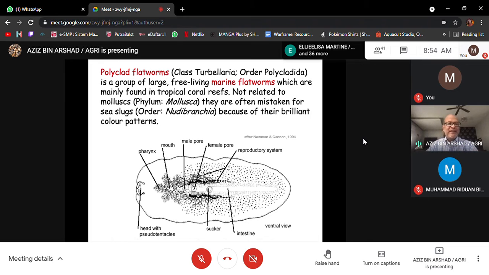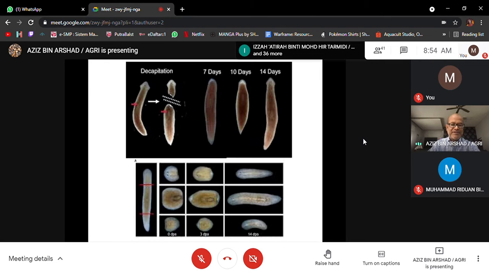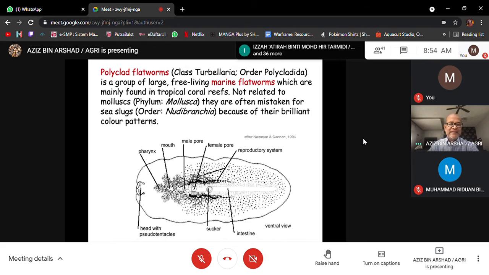And in the group of Turbellaria, there is another worm that we see mainly in the coral reef area. This is the polyclad worm or Polycladida. They belong to the class Turbellaria. They are marine species, able to move freely and found abundantly in tropical coral reefs. They are often mistaken for the nudibranch, which is a member of the phylum Mollusca. This is because people look at the color pattern. But if they look at the head part, they wouldn't be mistaken that this is not a nudibranch, but is the polyclad.